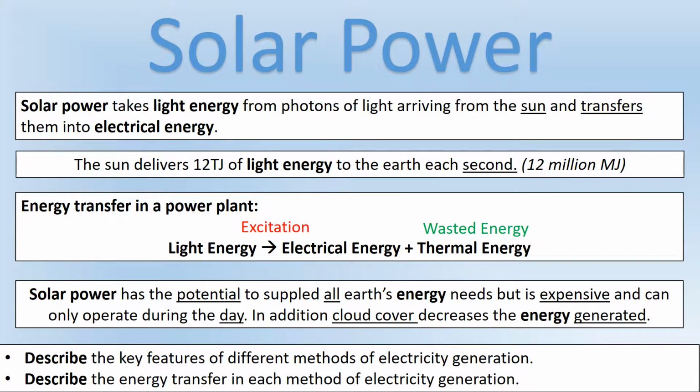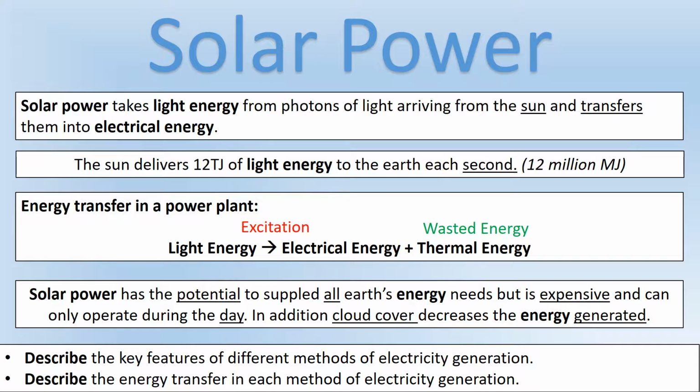Now we're going to look through some of what we call clean or renewable types of energy. So the first one we'll take a look at is solar power, which takes light energy from the photons of light arriving from the sun and transfers them into electrical energy. And theoretically, the sun delivers 12 terajoules of light energy to the Earth every second, or 12 million megajoules every second. So we could harness a colossal amount of energy if we use solar well.